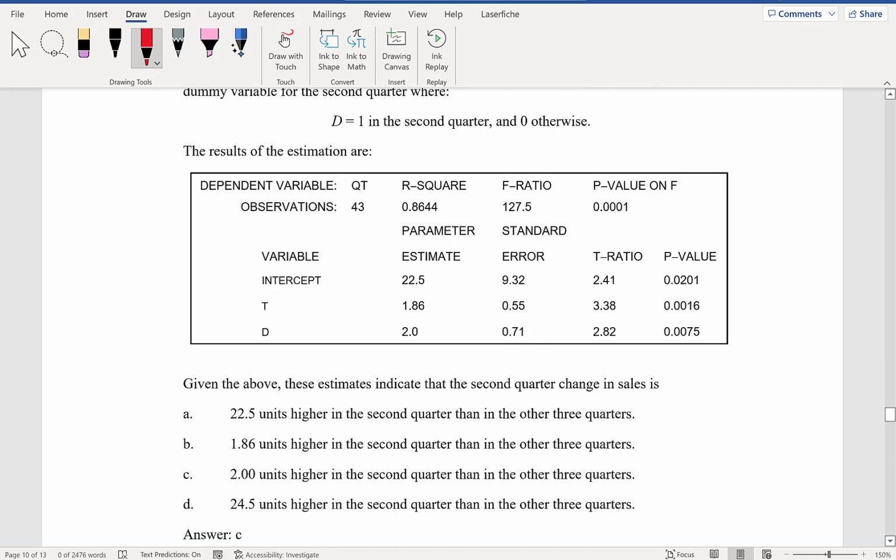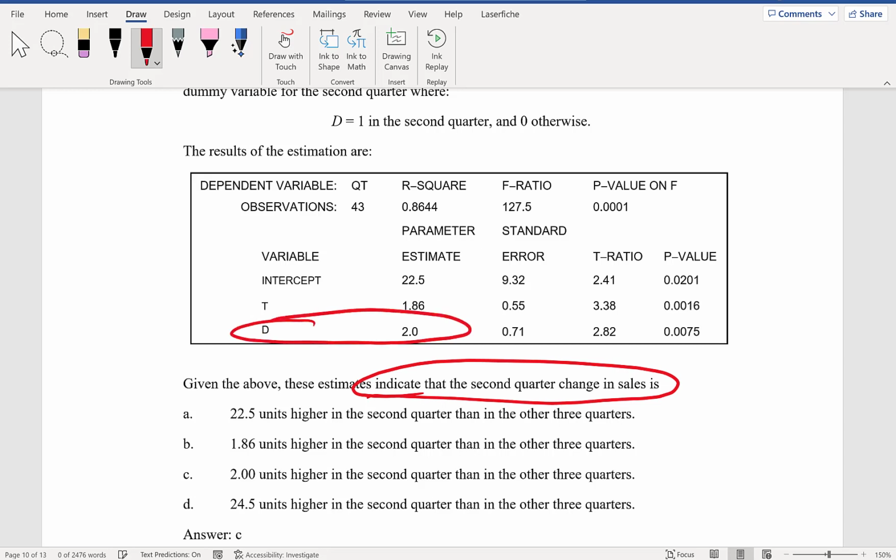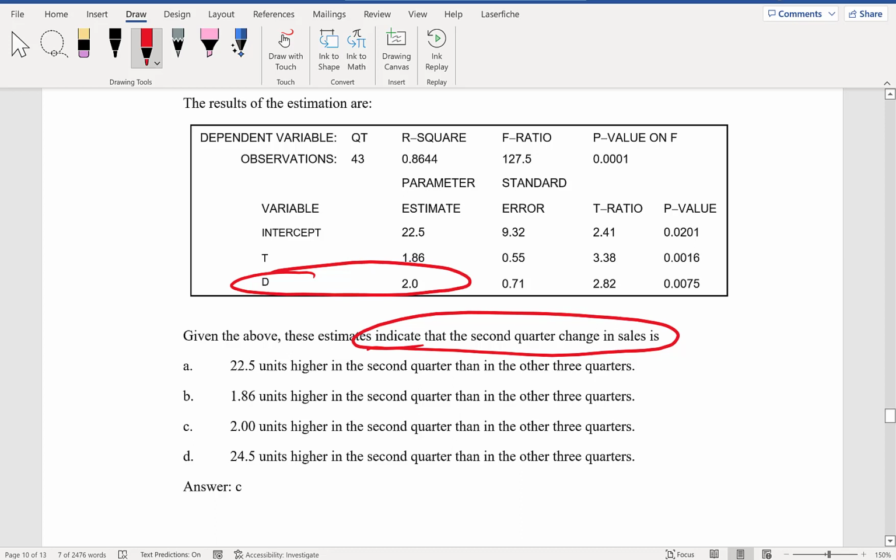Let's see what it's asking us. Given the above, these estimates indicate that the second quarter change in sales is... Okay, this dummy variable accounts for the impact of the second quarter in each year. So it asks, is it statistically significant? Yes. Okay, so what is going on here?